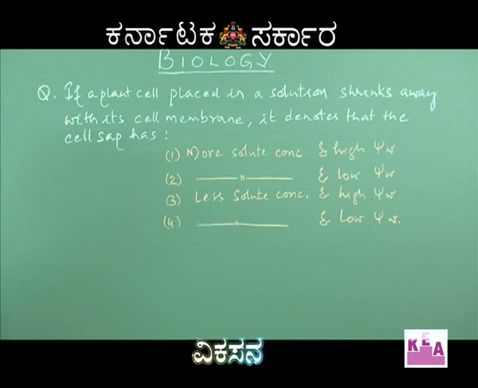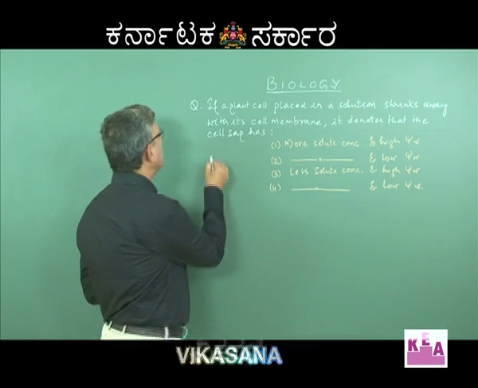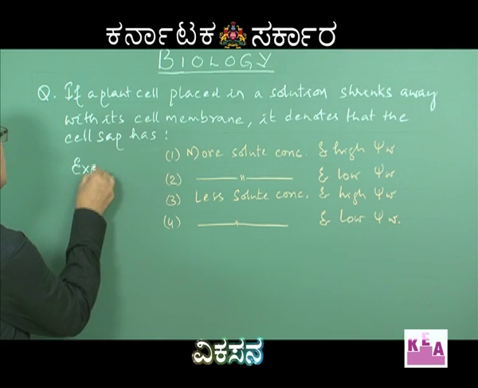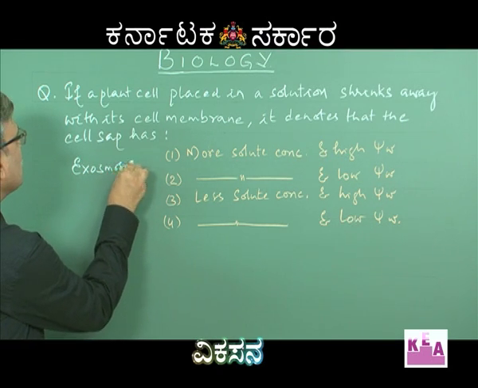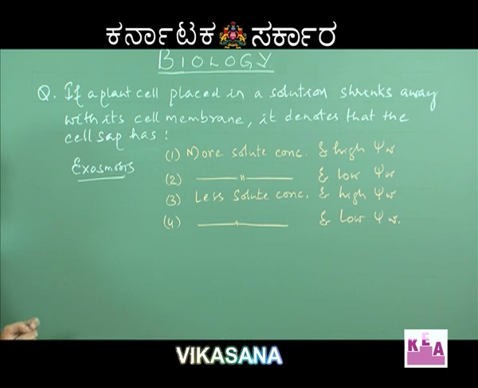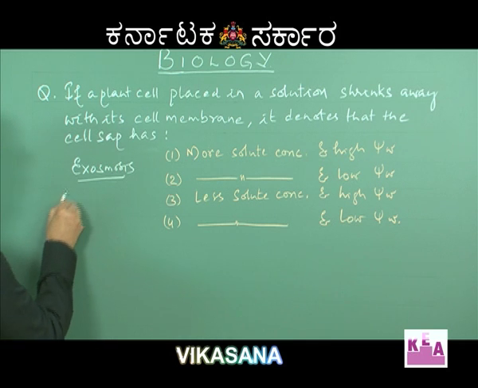The question is, if a plant cell placed in a solution shrinks away with its cell membrane, it denotes that the cell sap has. So, what does it mean? The cell is shrinking when it is placed in a solution. That means there is going to be what is called exosmosis. Plant is losing water.